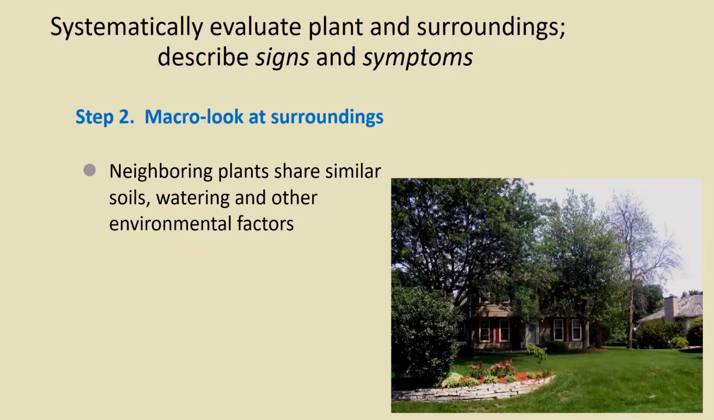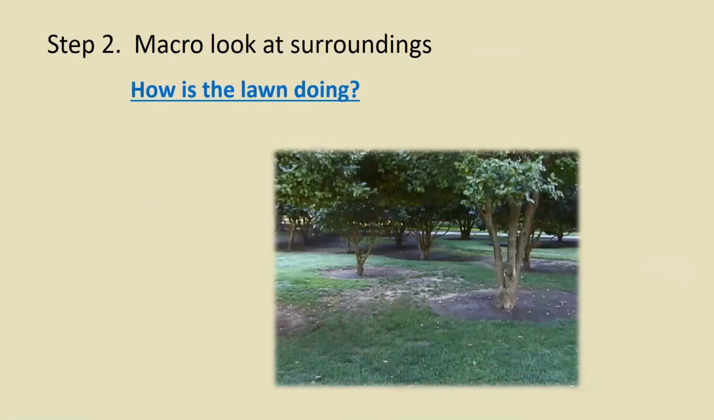Can you see the advantage of taking the macro look? The plants in this landscape look pretty healthy, except for that one tree to the right of the 2-story house that appears nearly dead. Looking at the lawn of an area can also give us a good idea of the soil condition that an unhealthy plant is growing in. Is the lawn thin and weedy, or is it lush and dense? So a visual evaluation of the lawn's appearance can sometimes help us evaluate soil conditions supporting the lawn and, of course, the plant in question.